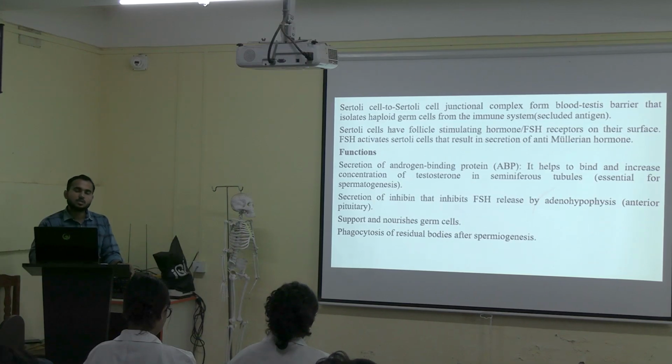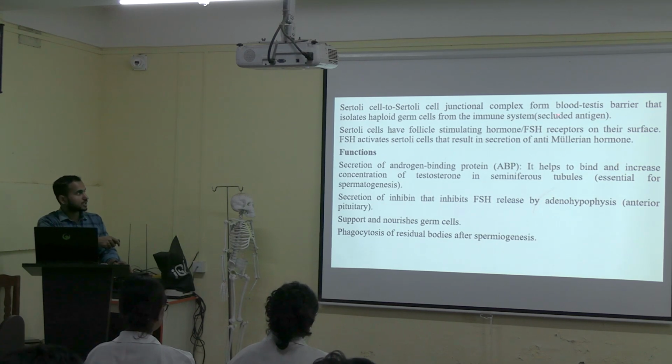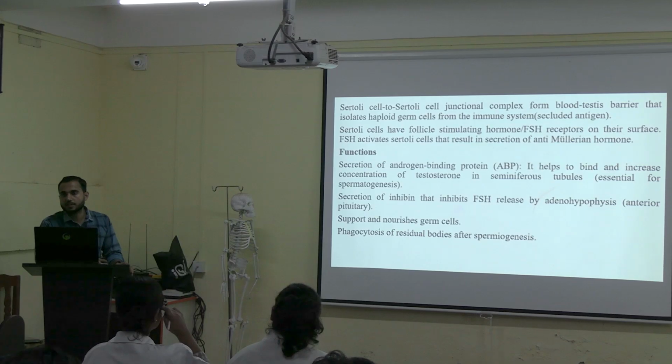So, if it is not in contact with the immune system, the immune system will treat it as an antigen. Though it is hidden from it, that's why it is called secluded antigen. Okay, if it is exposed to the immune system, it will produce antibody against it. Okay, that's why this particular blood testis barrier is very important.